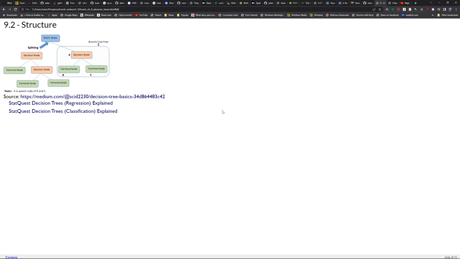So any questions so far about the structure of the decision trees? No, it's good, yeah. Good, okay, excellent.